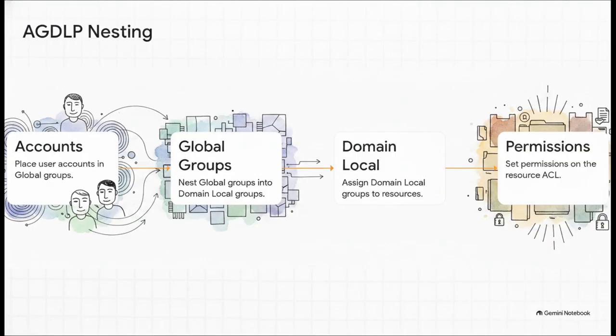Which brings us nicely to the Microsoft-recommended AGDLP nesting strategy. It stands for Accounts Go into Global Groups, which go into Domain Local Groups, which are then granted permissions. What this means in practice is that changing a user's access is as simple as just dropping them into a new global group. It completely saves you from manually hunting down and touching dozens of individual file share permissions.